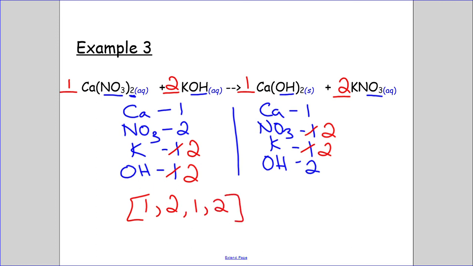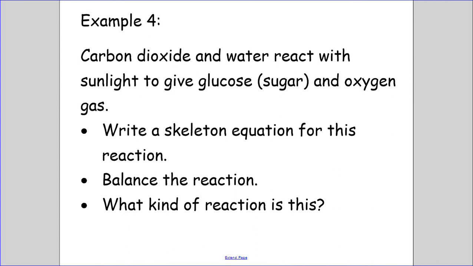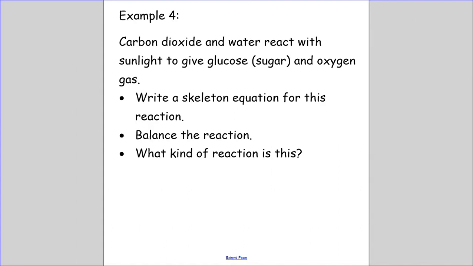So kind of moving into some of the different levels here, this one is a word problem one. And so this actually asks us to make the equation, then balance it, and then there's a question at the end just saying what kind of reaction is this. So let's take a look here and see if we can make the equation from this.